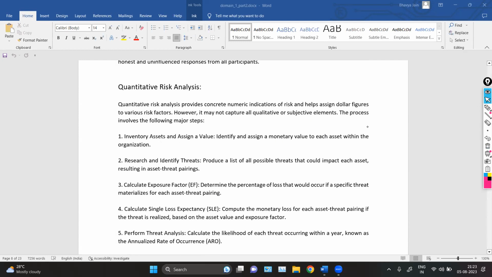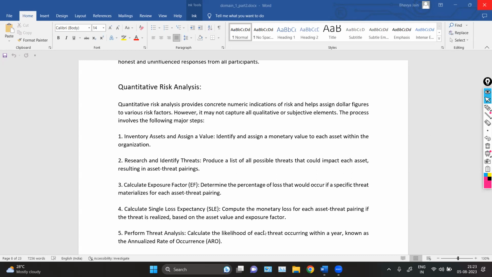Then we have quantitative risk analysis. What is it? Quantitative risk analysis provides a concrete numeric indication of risk and helps assign dollar figures to various risk factors. So it's all about calculating the risk in terms of mathematical operations. Here we have various terms and various formulas for calculating.